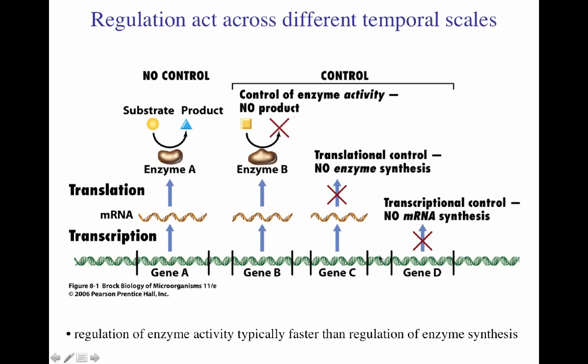You can, as we discussed before, control transcription, so no mRNA molecules will be made. You can also control translation, so the enzyme will not be made. Now you can control enzyme activity, so the product of the enzyme is no longer made when the enzyme is inhibited. Otherwise, you can have a situation of no control, where an enzyme that has been made is able to take a substrate and create a product. So the regulation of enzyme activity is typically faster than the regulation of enzyme synthesis. It is easier to turn on or off an enzyme that is already made than to spend the time transcribing and translating those genes.